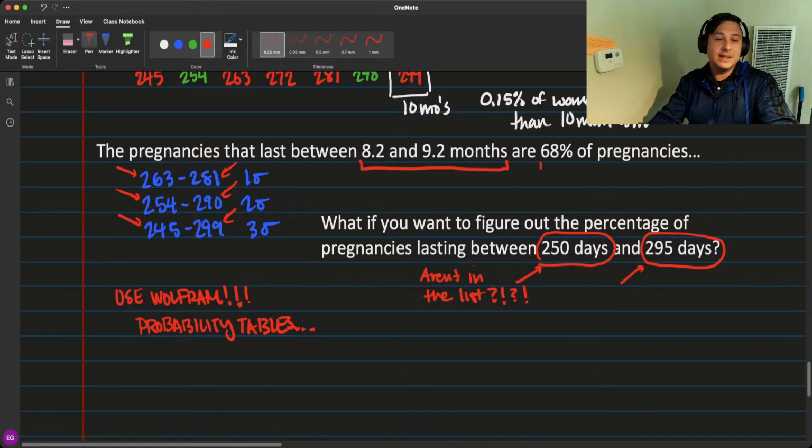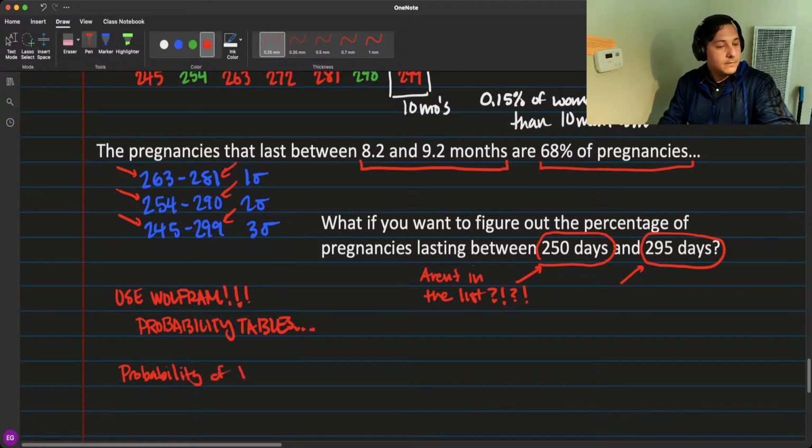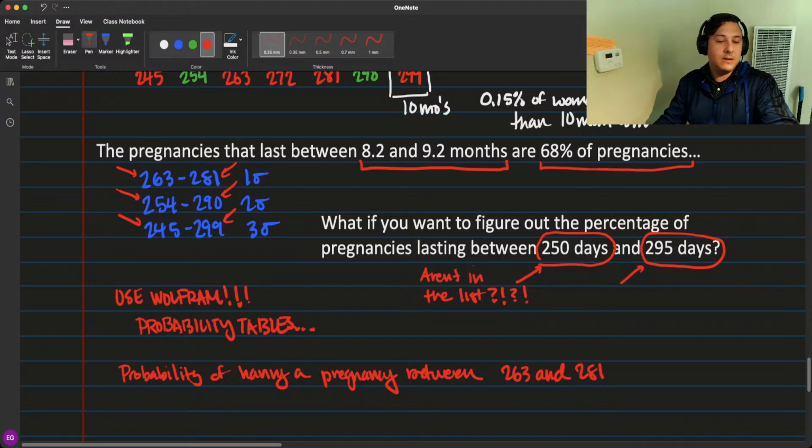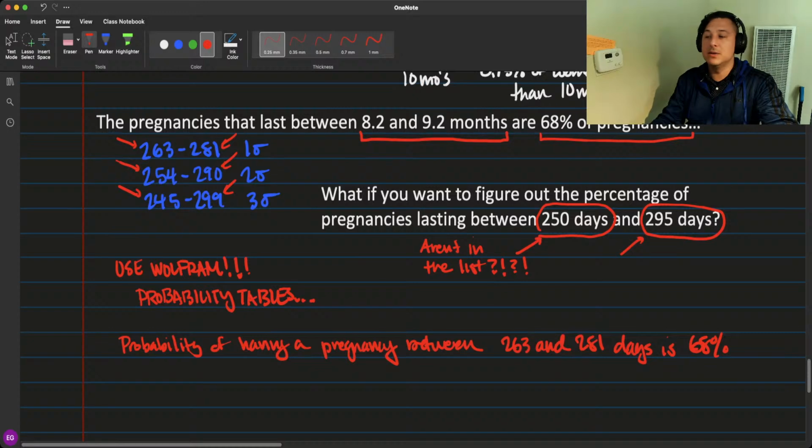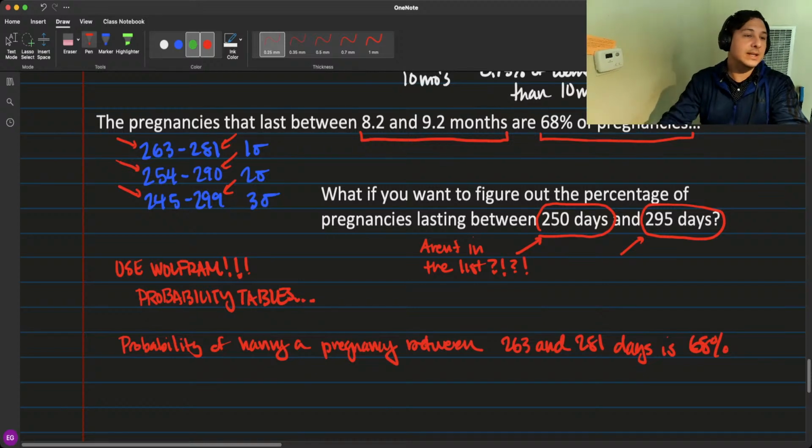So you can actually rewrite this as a probability. You can basically say the probability of having a pregnancy between, let's just do the number of days, 263 and 281 days is 68%. Okay, so whenever we make these statements like, oh, 68% of pregnancies are this long, what you're saying is that's the probability that your pregnancy will be that long.